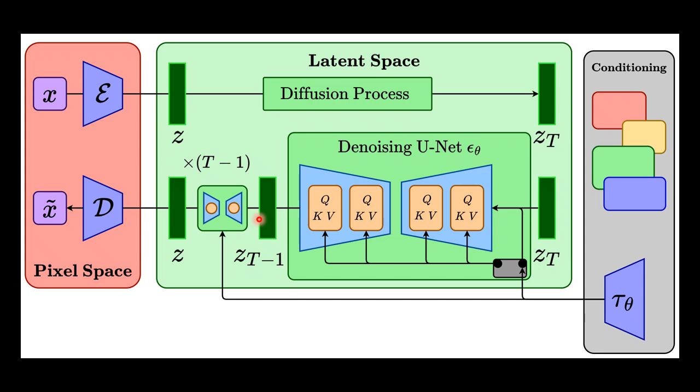Here, the model is trained to iteratively remove noise step by step, starting from random noise and moving back towards a clean image. At each step, the model answers a very specific question. Which part of this signal is noise and which part belongs to the image distribution?